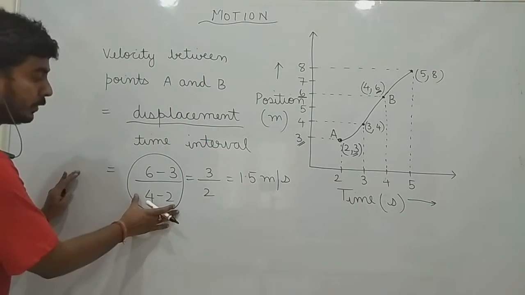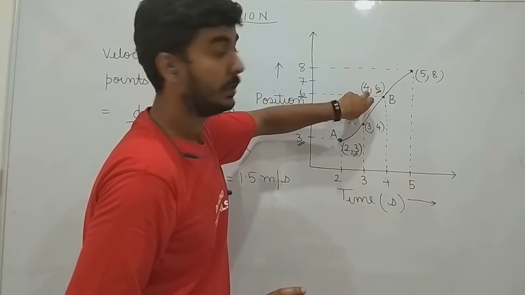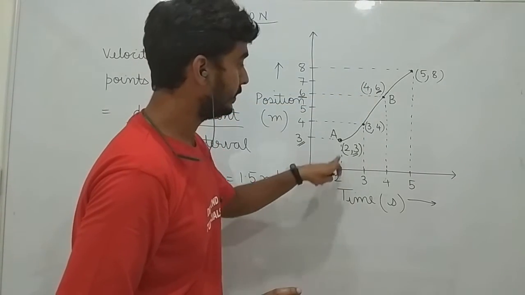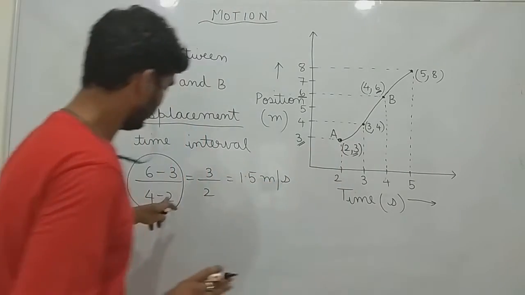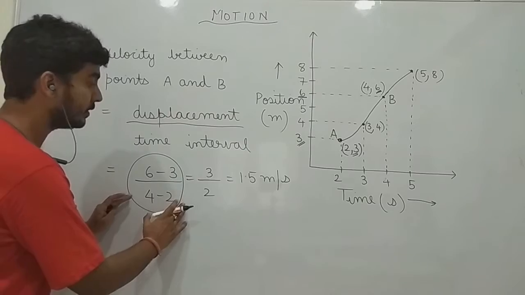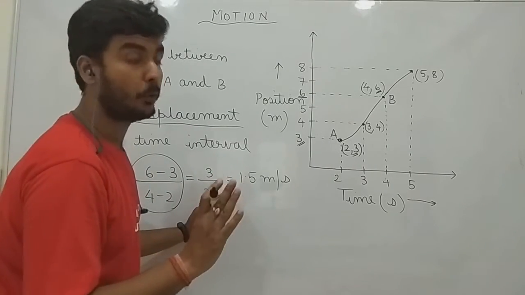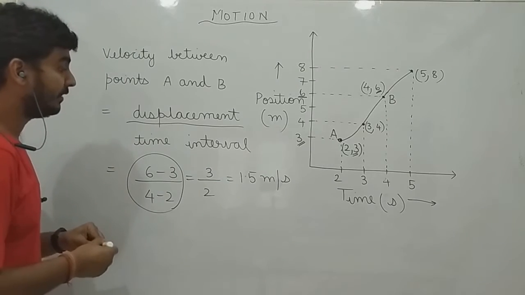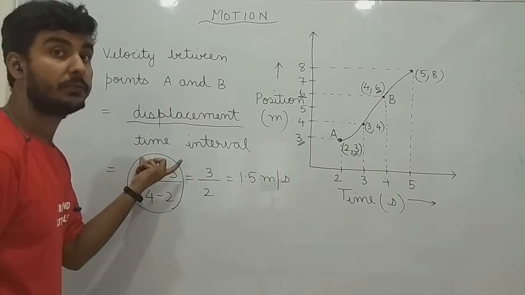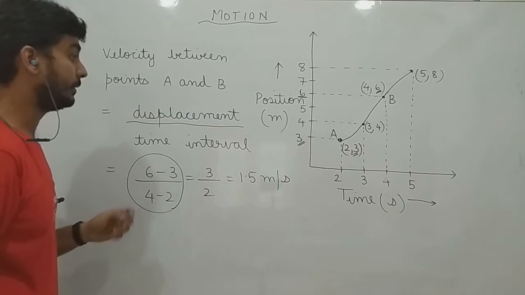Similarly, if you look at the denominator, 4 minus 2, what is 4? 4 is the x coordinate of point B. Similarly, 2 is the x coordinate of point A. So this is the difference in x coordinates of the points. So velocity is given by the difference of y coordinates divided by the difference of x coordinates.